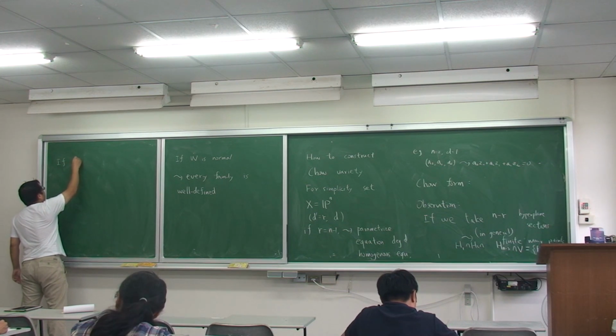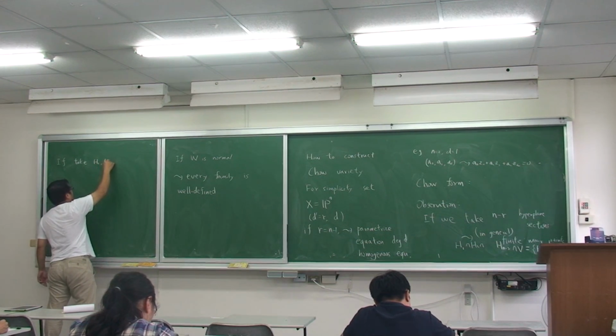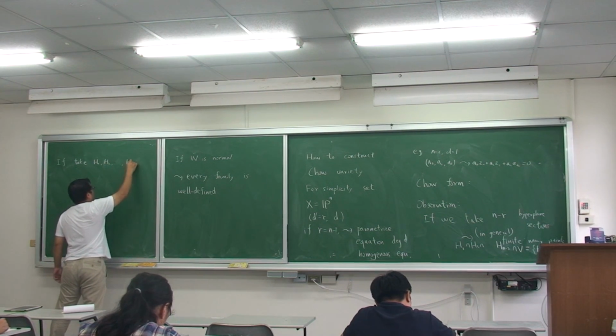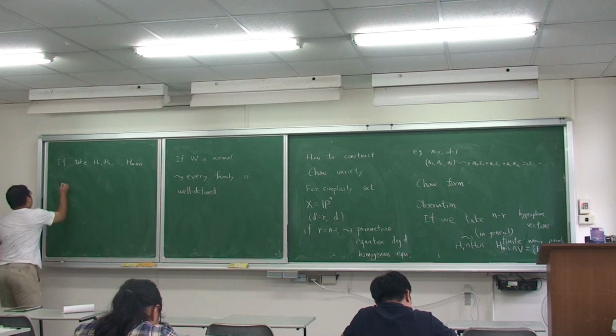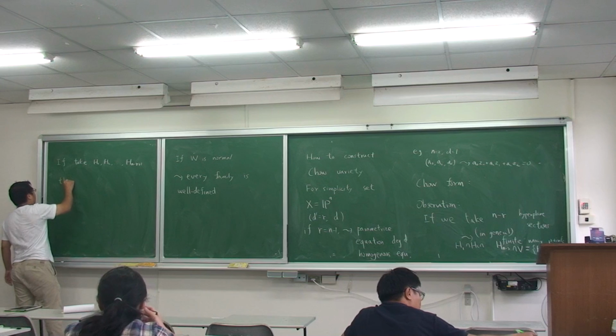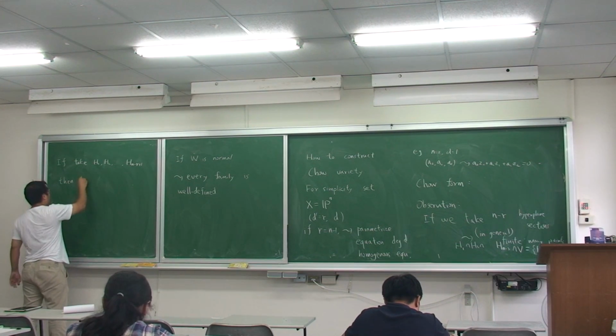You take h1, h2 to h_{n-r}, and then I add one extra section. Then for a general choice of these, the intersection should be empty.